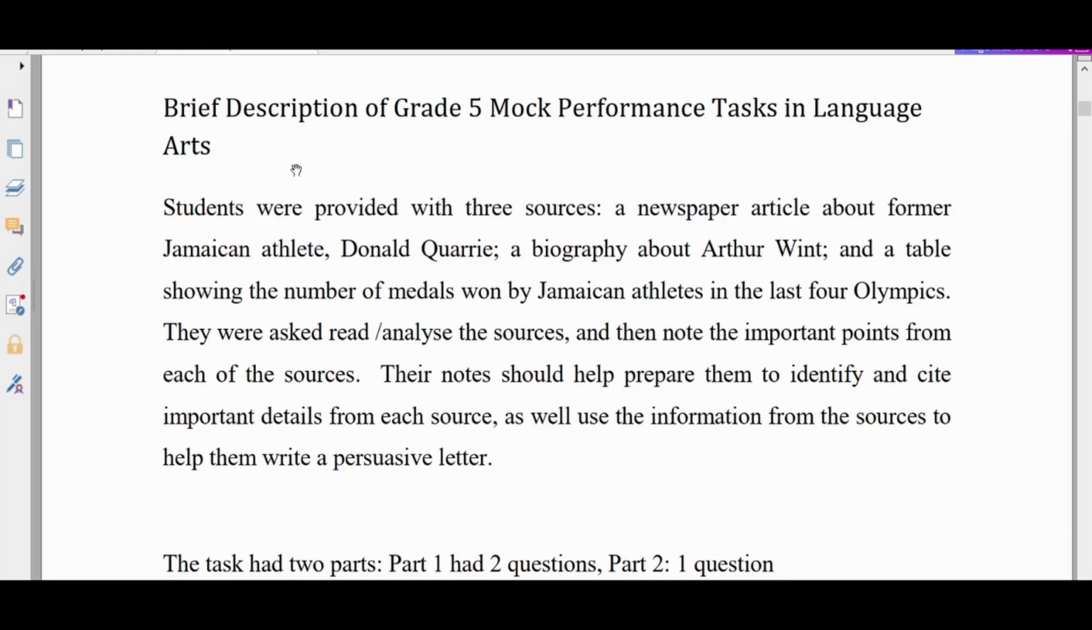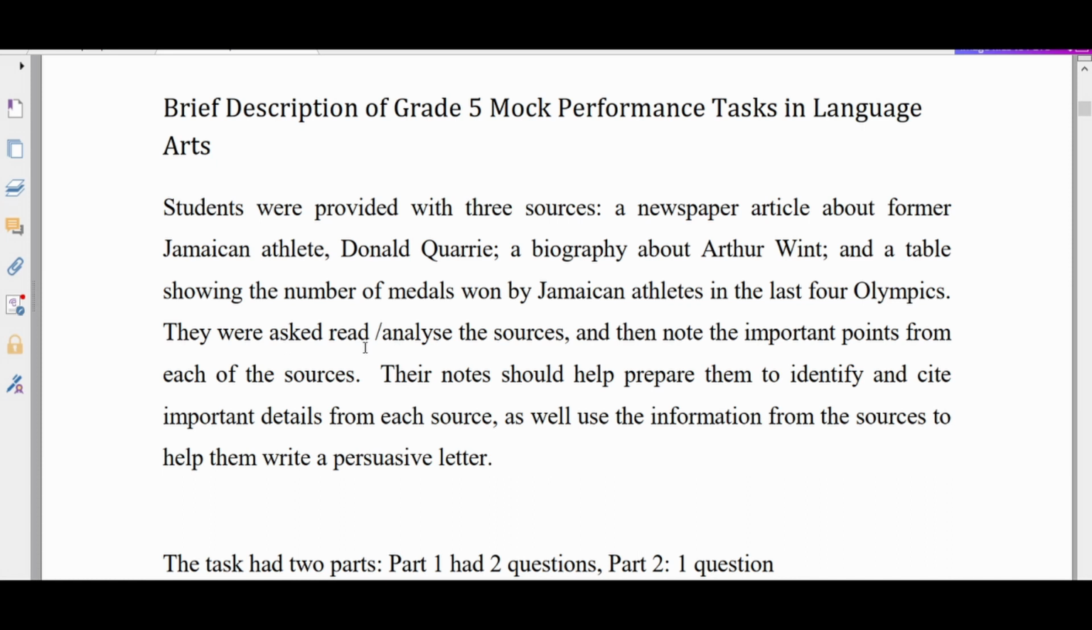Hi guys, in this episode we're going to be looking briefly at the grade 5 mock performance task for language arts. So, students were provided with three sources: a newspaper article about former Jamaican athlete Donald Quarry, a biography about Arthur Wint, and a table showing the number of medals won by Jamaican athletes in the last four Olympics.